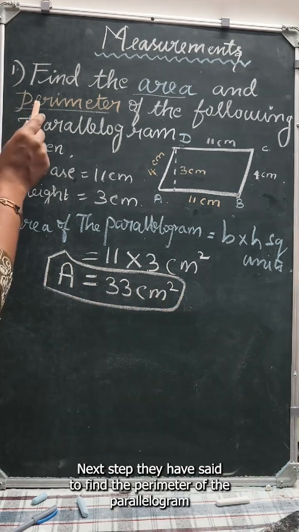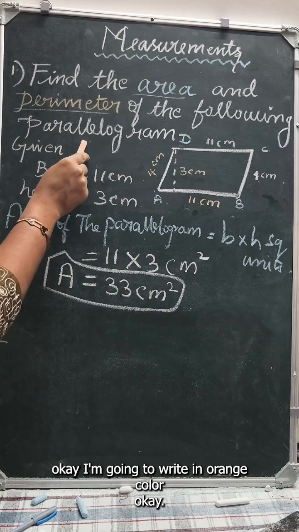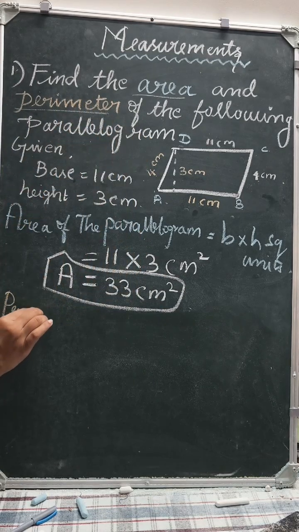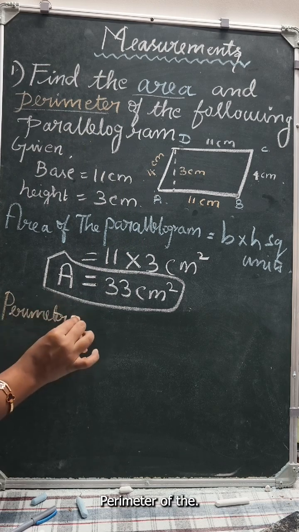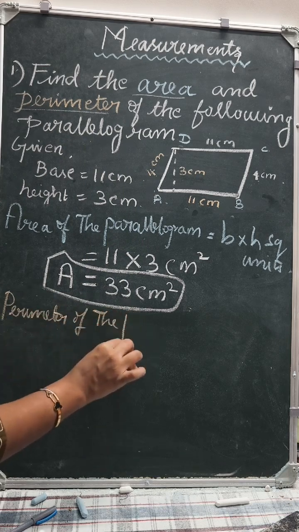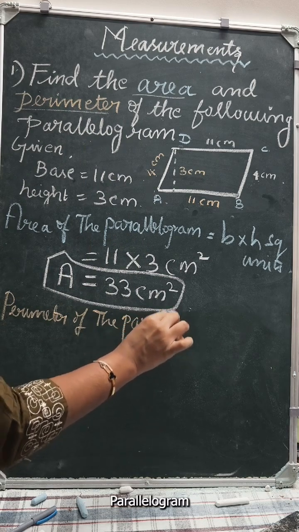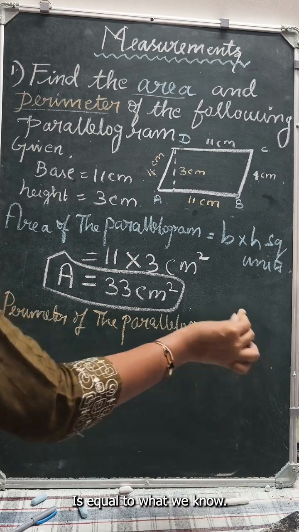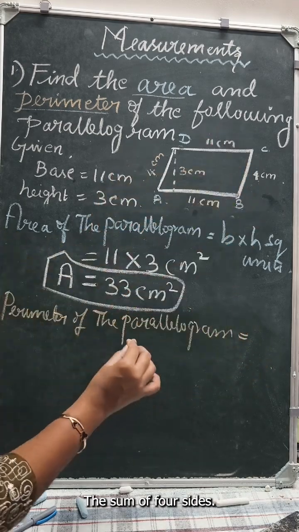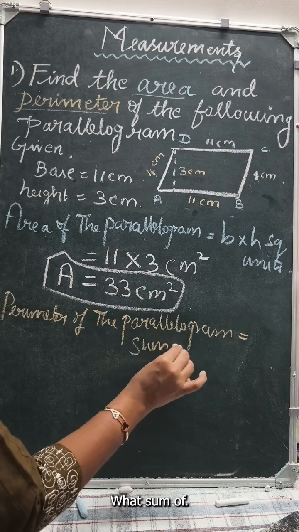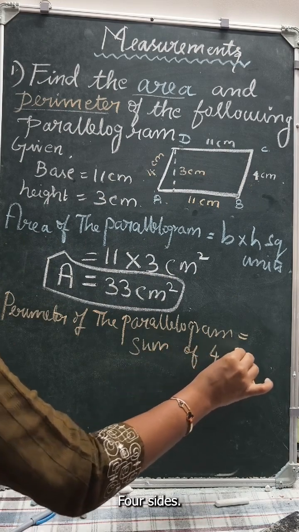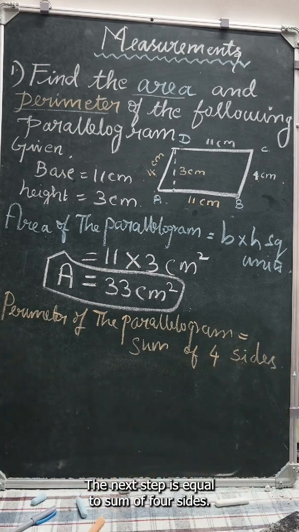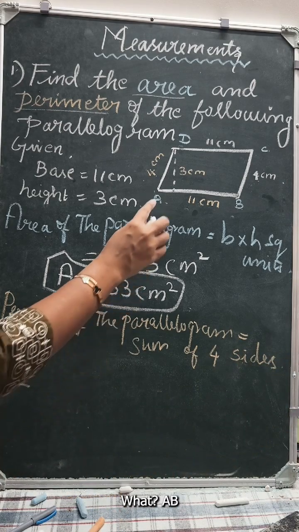Next step, they have said to find the perimeter of the parallelogram, okay? I am going to write in orange color. Perimeter of the parallelogram is equal to, we know, the sum of 4 sides. Okay, the next step is equal to sum of 4 sides.